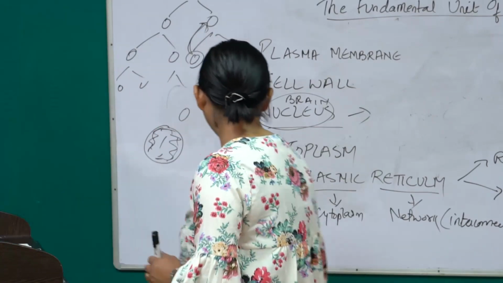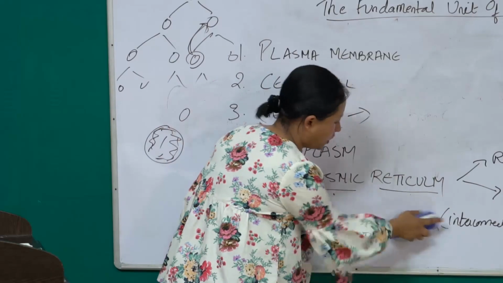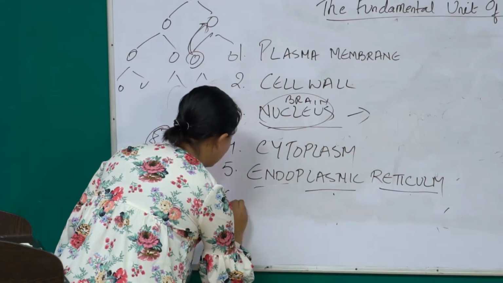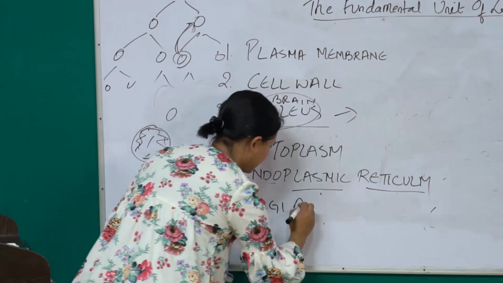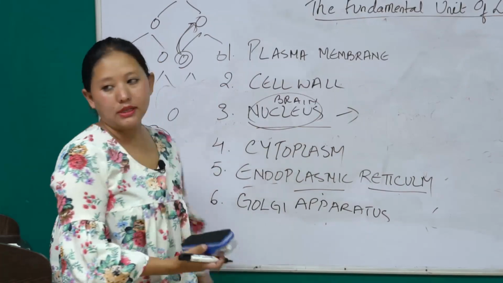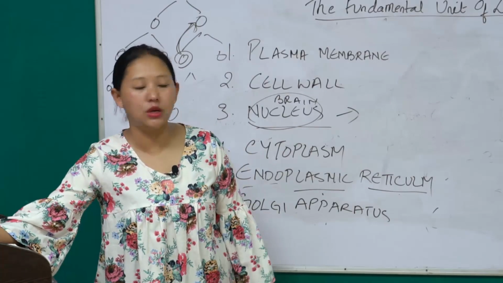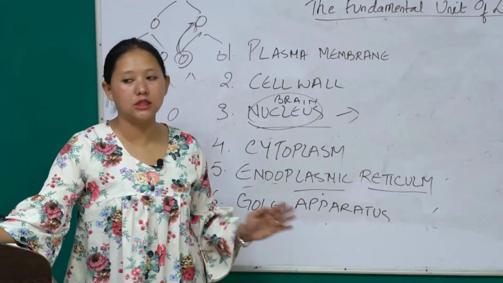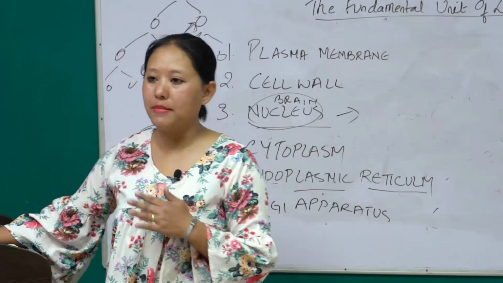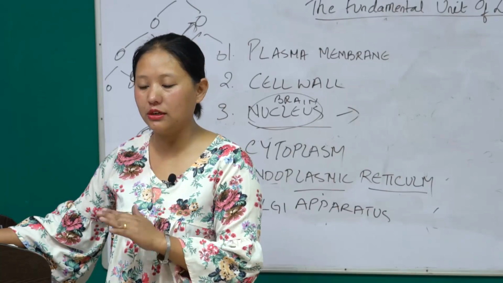So again, the next cell organelle that we are going to discuss now is the Golgi apparatus. Number 6. Now what is Golgi apparatus? This Golgi apparatus was named after Camillo Golgi, the one who discovered it. So Golgi apparatus is nothing but membrane-bound vesicles arranged parallel to each other in stacks.